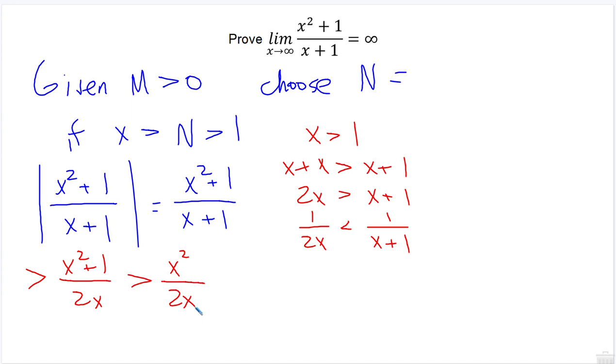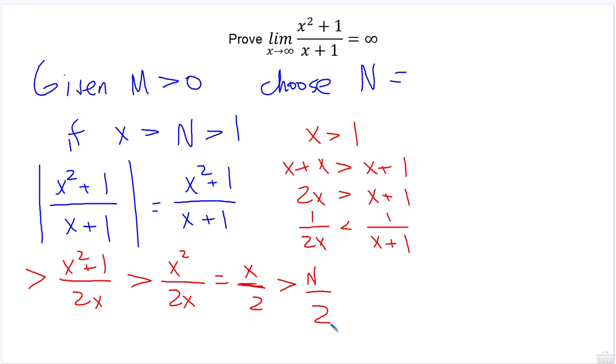Well, why is that useful? Now we can use a little bit of simplification. I can cancel an x there, just so long as x isn't 0, which it's not because we already said it's greater than 1, and it's approaching infinity. So this is equal to just x over 2. And if x is greater than n, then x over 2 ought to be greater than n over 2. Well, great. We know what to choose for our n now.